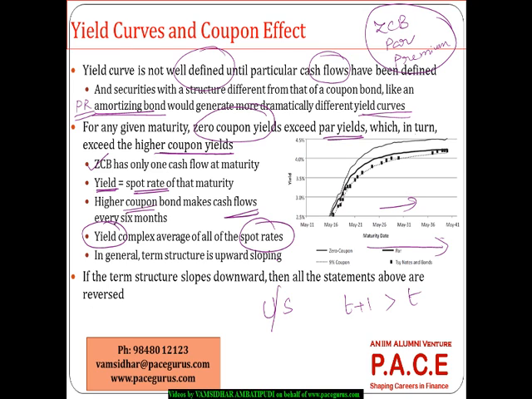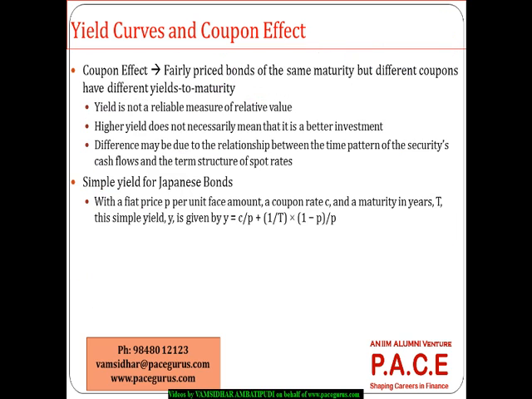So exactly the zero coupon bond is going to give me the least possible yield compared to a higher coupon bond, and a par bond may lie somewhere in between the two. So we have to understand the relationship between the coupons as well as the yield curves through this mechanism. Then that is what we call as the coupon effect.